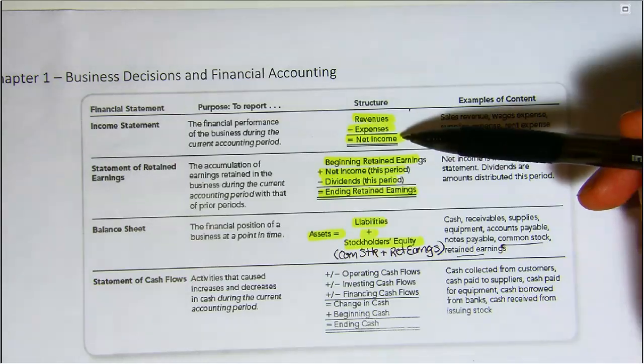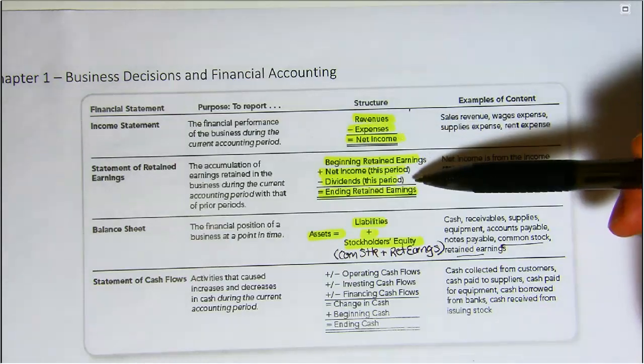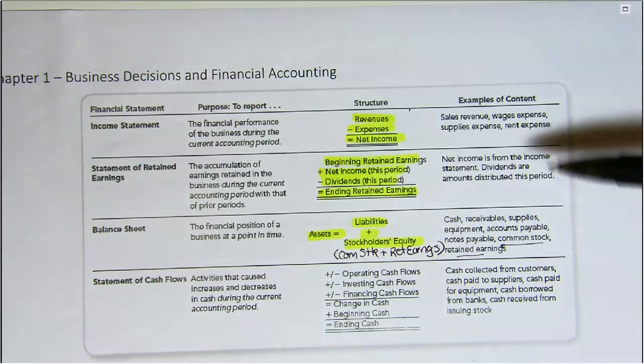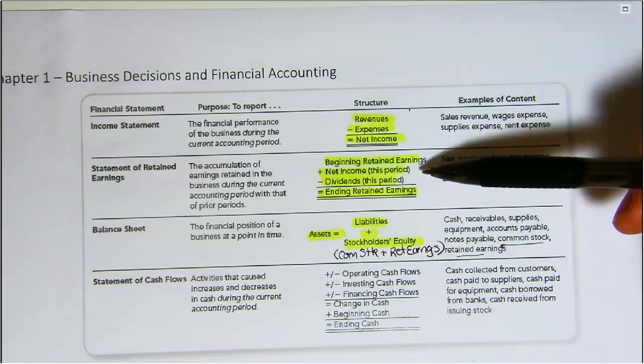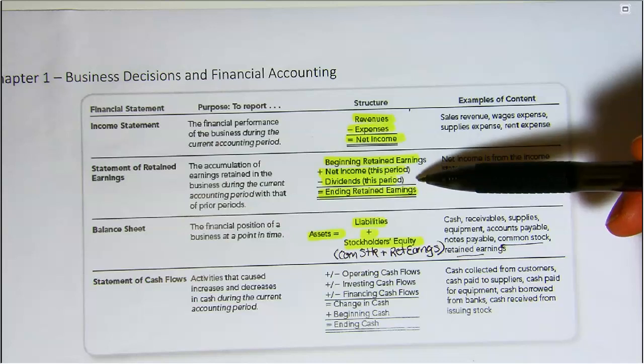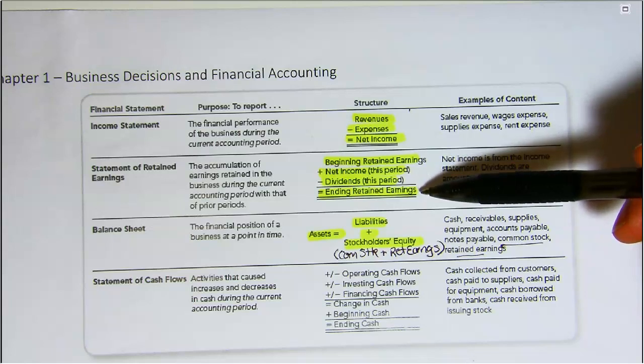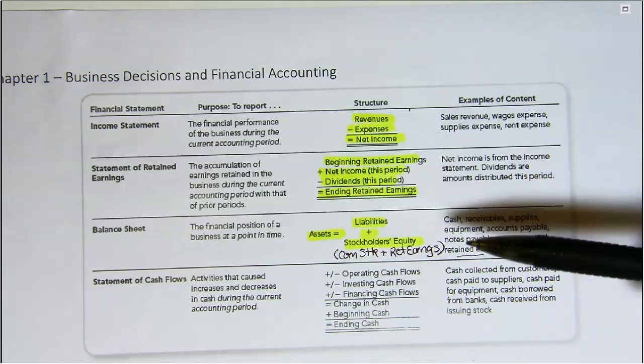Then that net income amount goes on the next statement, the statement of retained earnings, which is the beginning balance of retained earnings. In other words, all the profits that the company has kept, plus the profits or net income for this period, minus the profits that the company has given to its stockholders as dividends, equals the ending retained earnings balance. And then finally the balance sheet.